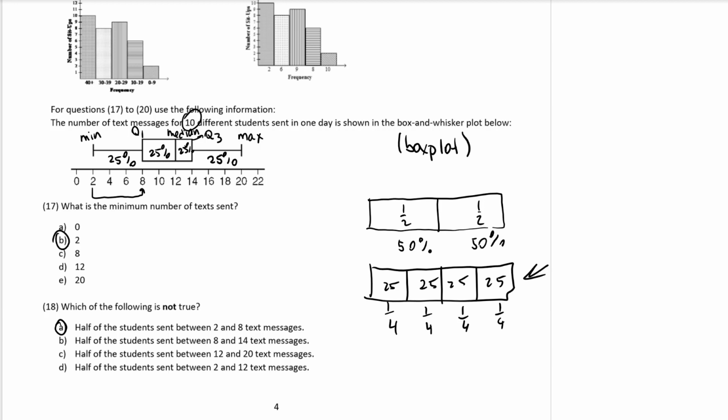The 8 to 14 right here is the two 25s together. This is 50. We call that the middle 50% or the interquartile range, IQR. This is what that middle is. C, half of the students send between 12 and 20. Well, that's actually also true because between 12 and 20, you got 25 and 25. So that's also 50. And the other half is 2 to 12. That's also true. I should have used a different color just so you can see that that's also 50.